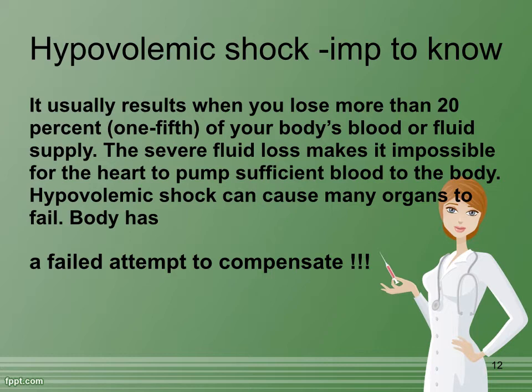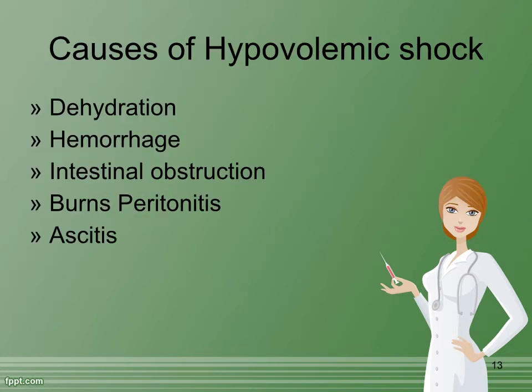So this is what is happening in the hypovolemic shock. The causes of hypovolemic shock are dehydration, hemorrhage, intestinal obstruction, burns, and peritonitis. I put burns and peritonitis by mistake on the same bullet point, but burns and peritonitis are separate, and then ascites. Dehydration, when does it happen?